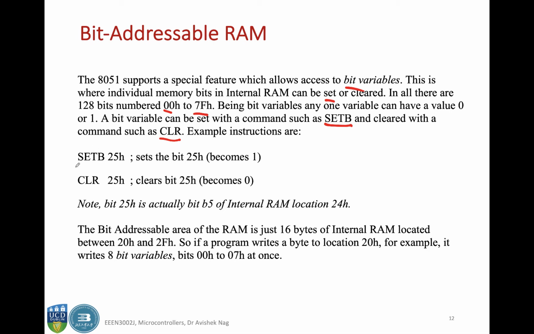So you can say setb 25H. This sets the bit 25H. Then you can clear the same bit. This clears the bit 25H and it becomes 0. There is an important note here: this bit 25H is actually bit B5 of internal RAM location 24H.